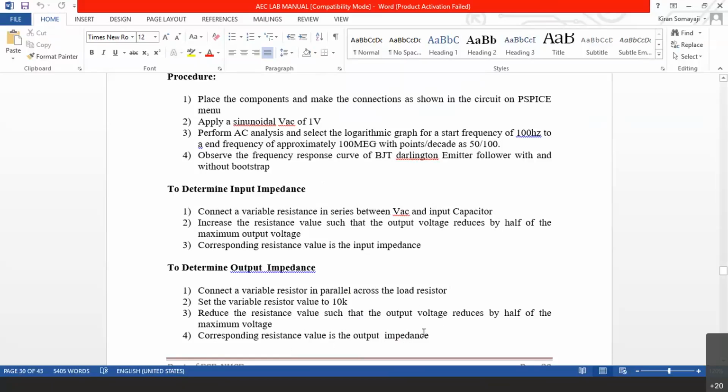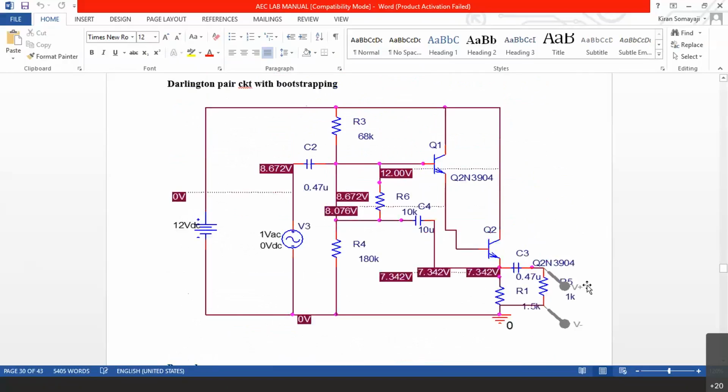But my suggestion would be, you remove the load resistor and then connect this variable resistor across the output. Why? Can anybody tell me? Why am I telling you to remove the load resistor and connect the variable resistor at the output for measuring output impedance? Can anybody tell me? I am asking you to remove this 1K, then connect the variable resistor here. Why am I telling that? Can anybody tell me?